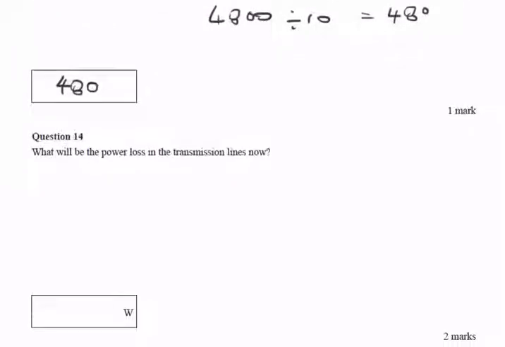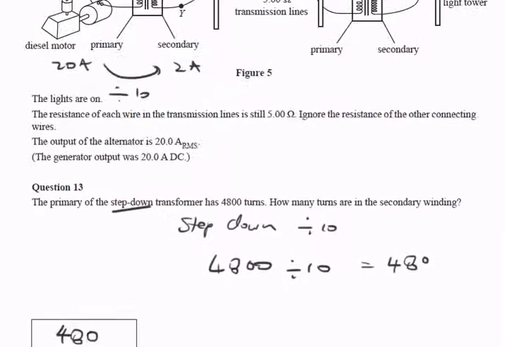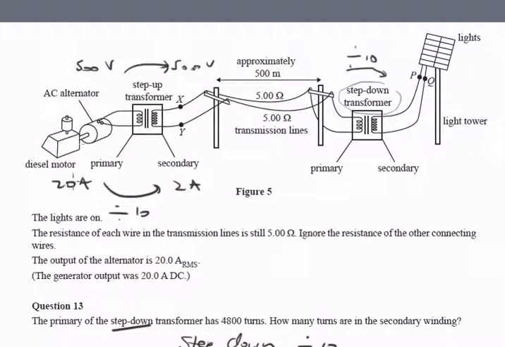What is the power loss in the transmission lines now? Right, so power loss is the same as before, always the same formula, I squared R. The hard thing is getting the right I. Now a lot of people in this question use the 20 amps, but we know that once the voltage gets stepped up by 10, the current gets stepped down by 10. So the 2 amps flowing along here.